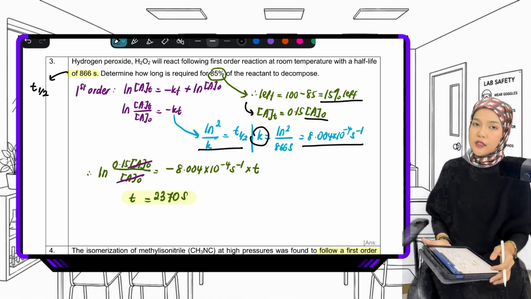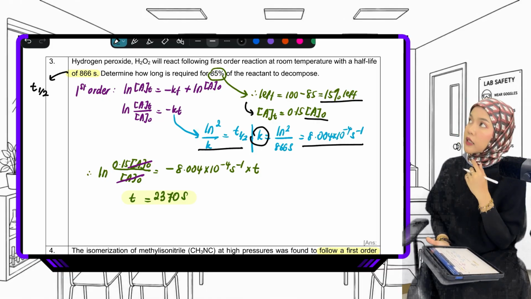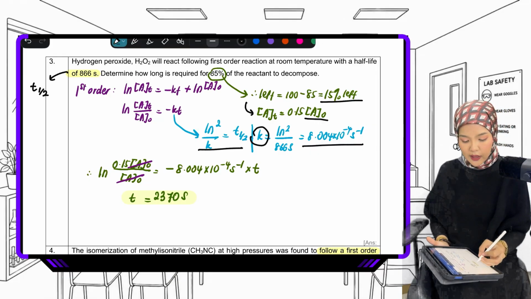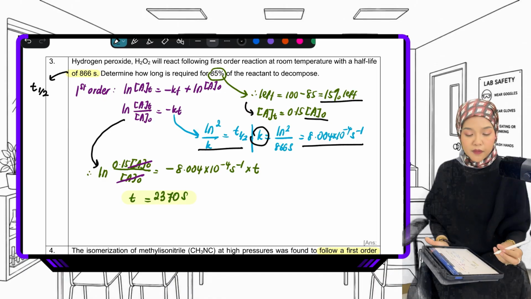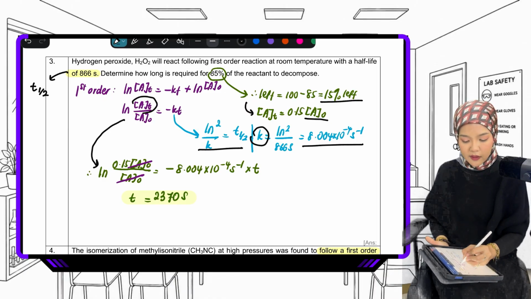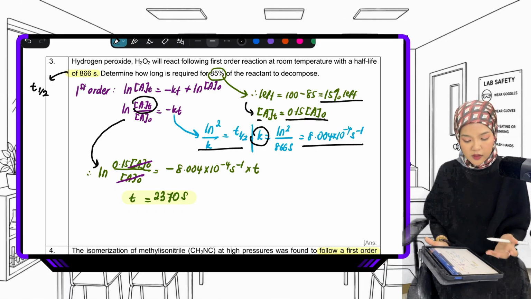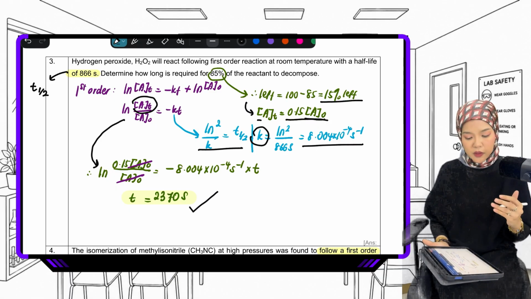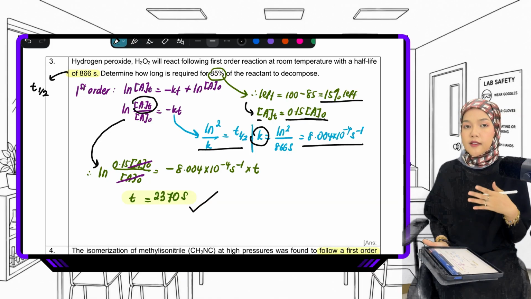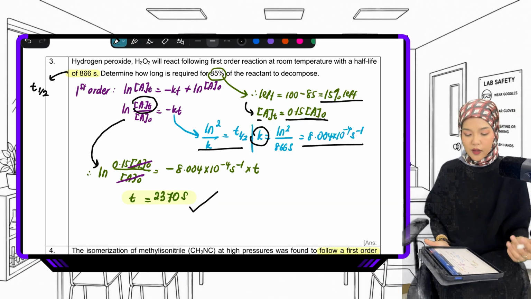Next, we are going to look into how you calculate this. I'm going to use this equation. I just substitute the A t with 0.15 times A naught, and then we just solve it. We get the time to be 2370 seconds. Okay, all right.